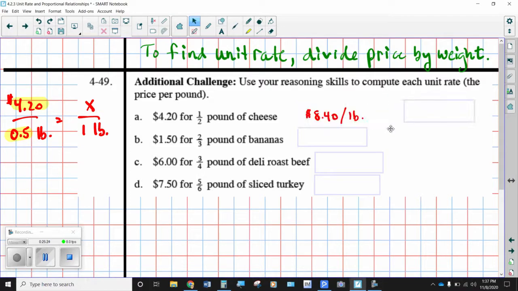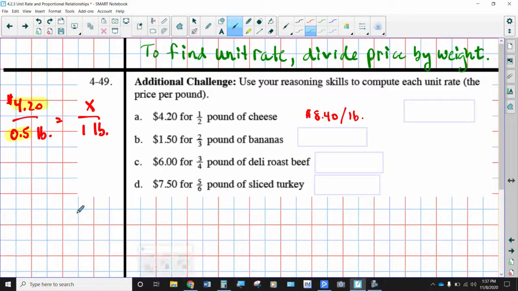Did everyone see that this one was going to be $8.40? You might have even looked for the giant one there. If you multiply this times 2, that gives you 1 pound. So this times 2 gives you $8.40. So it's $8.40 per pound. Not as easy to do it with these fractions.